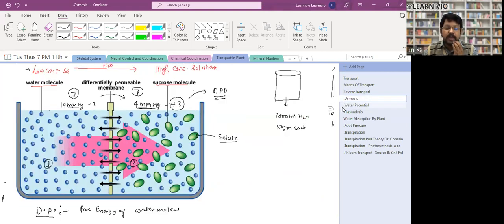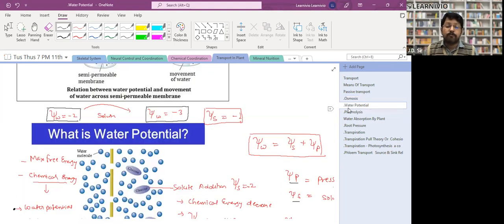In osmosis, we say movement of water molecules takes place from hypotonic to hypertonic, or from high concentration of water to low concentration of water. And in water potential, we say movement of water molecules takes place from higher free energy to lower free energy. We are repeating the same thing in a different way. Clear? Yes, sir.